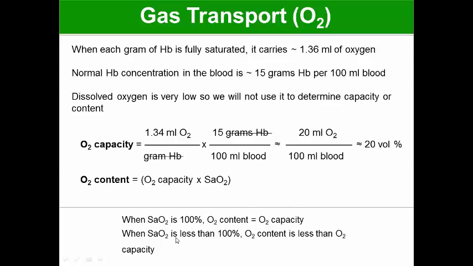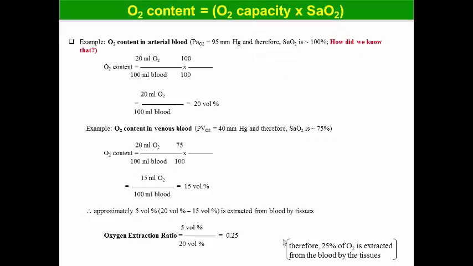When the saturation is less than 100, the content is less than the capacity. Now, let's calculate the oxygen content in the arterial blood. This is the blood which flows to the tissues, and the oxygen content of the venous blood. This is the blood which leaves the tissues.